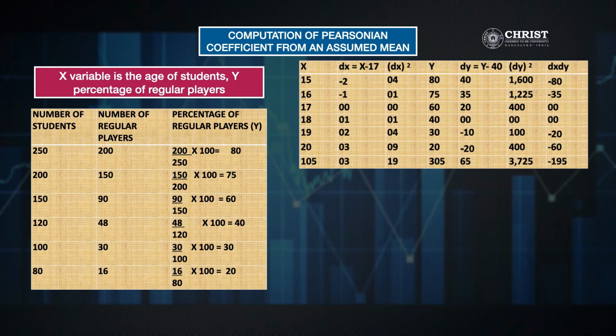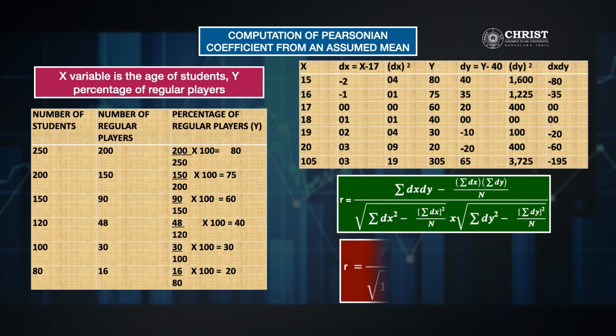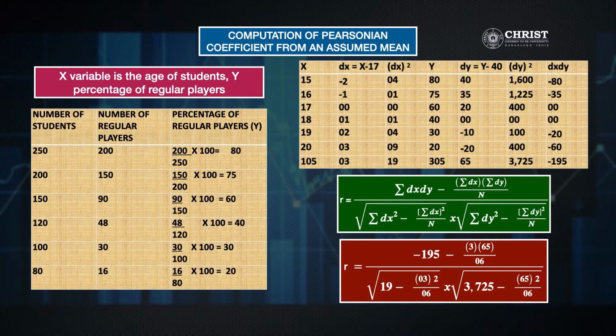Now we have to apply the values in the equation. So when you substitute the values in the equation, we will get minus 195 minus 3 into 65 divided by 6. 6 is the number of observations. The whole divided by root of 19 minus 3 square divided by 6 into root of 3725 minus 65 square divided by 6. So you are getting r value as minus 0.98947.